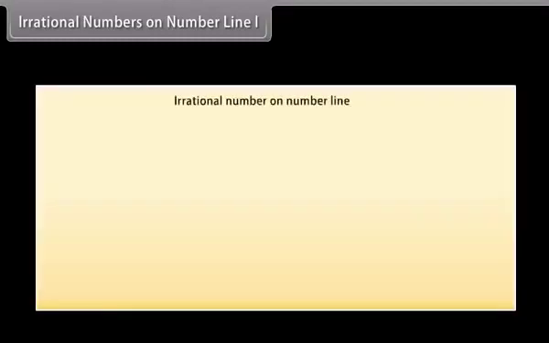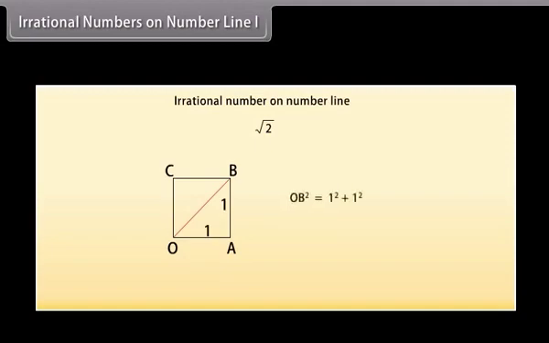Irrational numbers on number line 1. Now we will learn to locate irrational numbers on a number line. Let us see where square root 2 is located on a number line. For this, we will first consider a unit square OABC with each side 1 unit in length. Now by using the Pythagoras theorem, OB square is equal to 1 square plus 1 square, or OB is equal to square root of 1 square plus 1 square, which is equal to square root of 2.